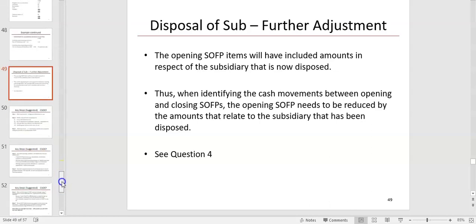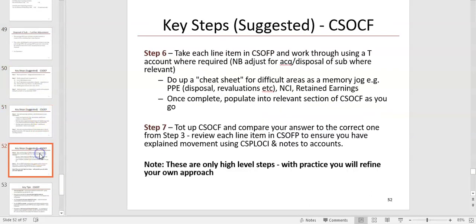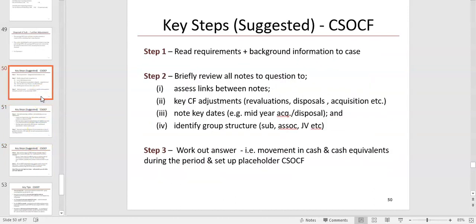The rest of this deck then we're going to pick up next week, which gives you the key steps, how you might approach a consolidated statement of cash flow question. And we're going to do a full exam question in class next week, just to see how we work down through each of them and how we pick up the key information.